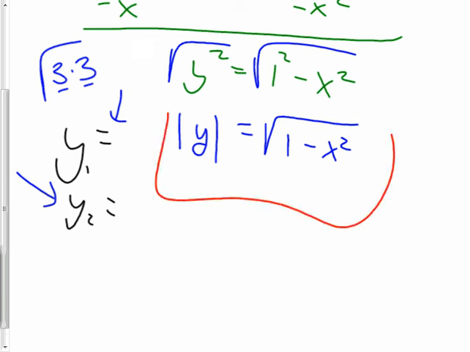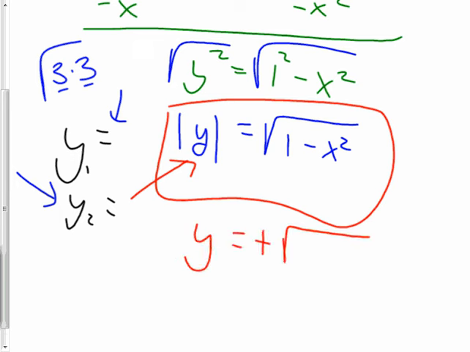Except this absolute value thing, I know a lot of you forgot, is going to lead me to have two answers. y equals positive the square root of 1 minus x squared. And what's the other one? y equals negative the square root of 1 minus x squared.